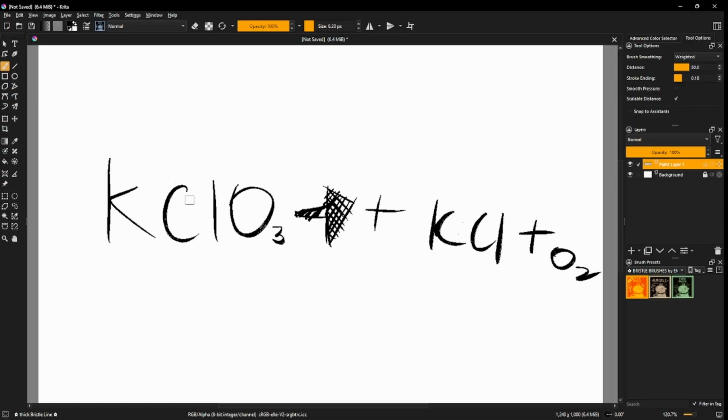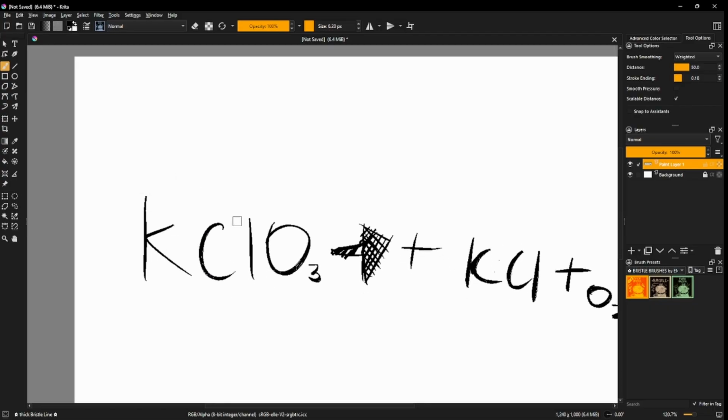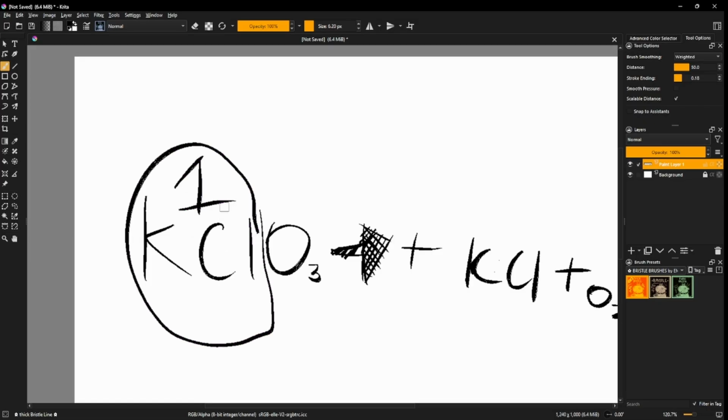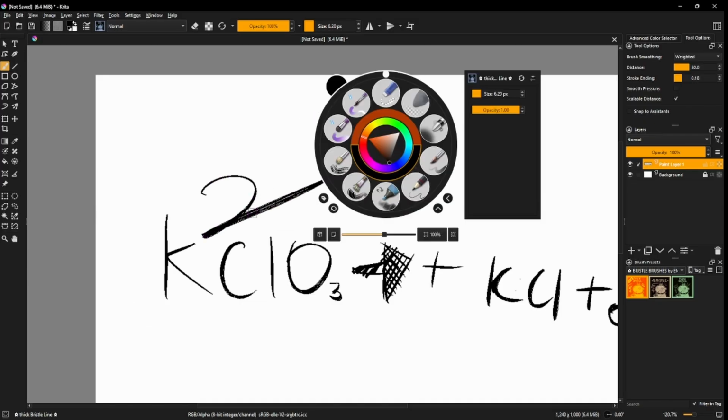KCl counts as one thing, but also doesn't count as one thing. The K and Cl, they're clumped together, right? Like they're one thing, but they count as two. It's a compound. That's what you call it. Okay, KCl is a compound. It's two elements, but they're clumped together, right? So you have to count them as one, but they count as two.